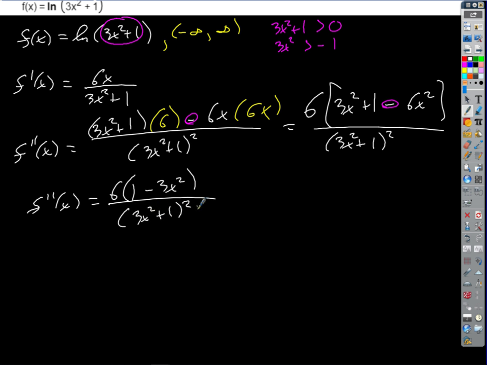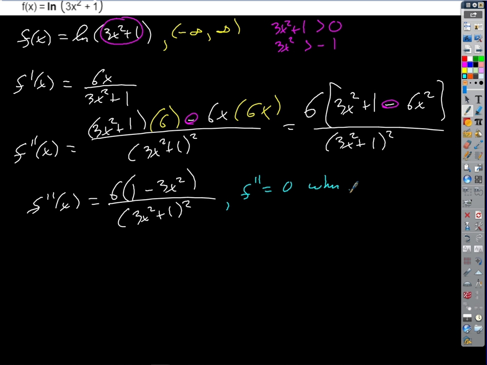Everybody agree? Okay, so that tells us then f double prime equals 0. Let me say it out loud. I'm going to look at that for a second. When's that going to be the case?